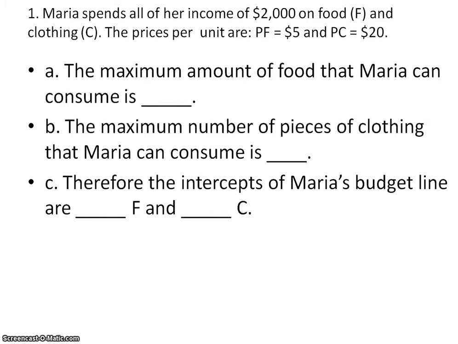Now, the first question looks at an individual known as Maria, and it says here that she has an income of $2,000. The goods and services that she's choosing between are food and clothing. The price of food is $5 per unit and the price of clothing is $20 per unit.